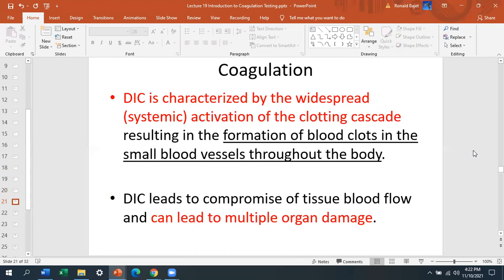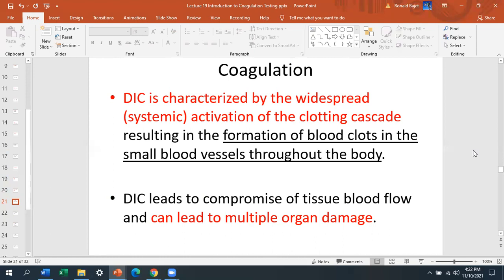That's why it's spontaneous. It's a spontaneous creation of clots in your blood. It's a very serious condition, and it leads to compromise of the tissue blood flow. I mentioned that, the lactic acid, the hypoxia, and if you have that, it can lead to multiple organ damage if it's not picked up and treated right away. Okay, so here you have the formation of clots. The formation of clots is important.